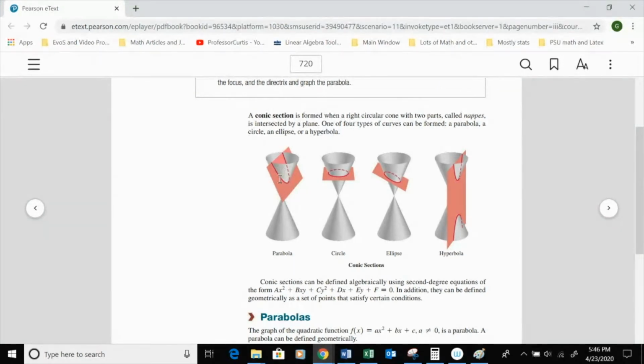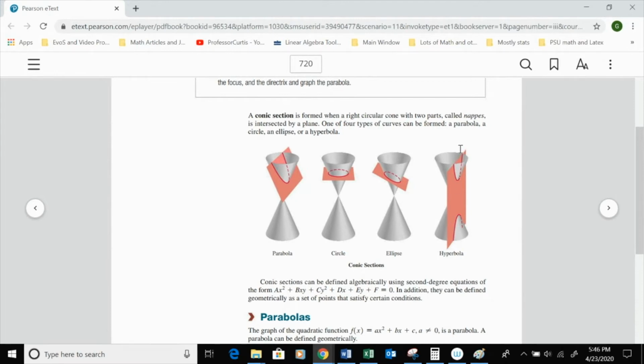So here is the parabola. Notice that it's cut through the base of the cone and it's cut at an angle. Here's the circle. It does not go through the base and it's perfectly straight across. It's parallel with the base. Here is an ellipse. It does not go through the base and it is not parallel to the base. It's at some kind of a wacky angle.